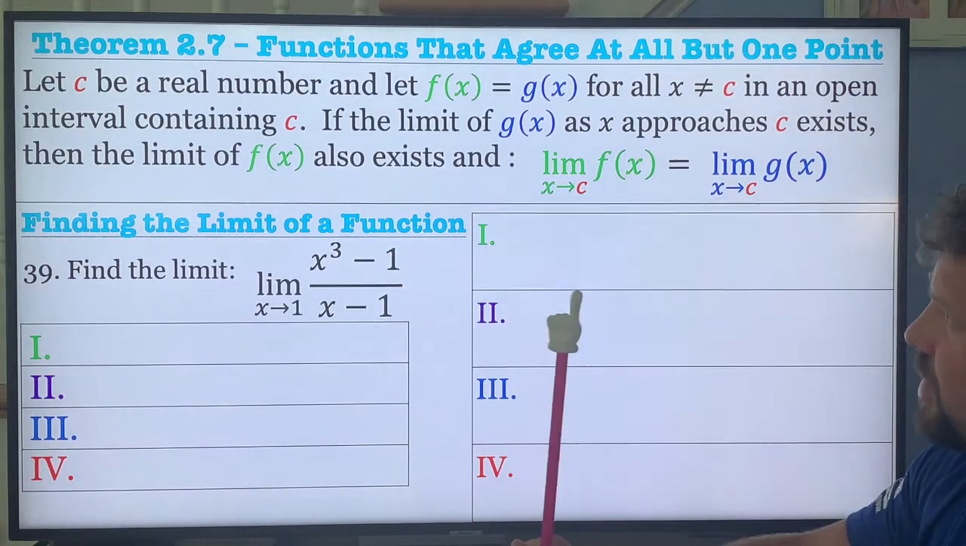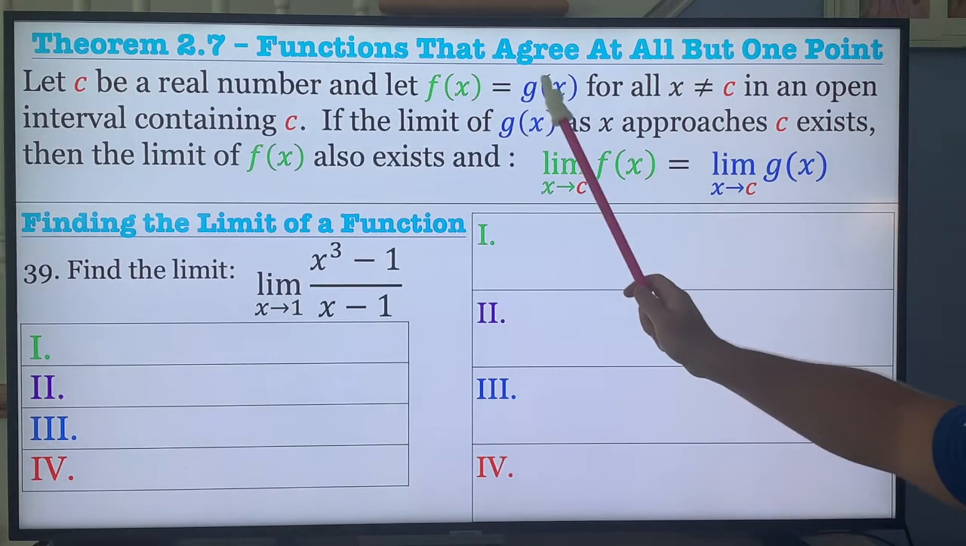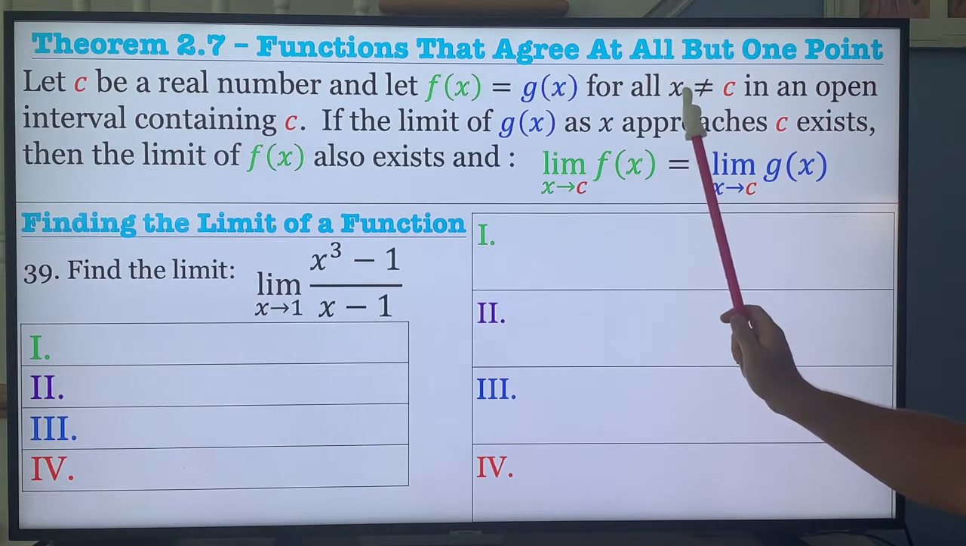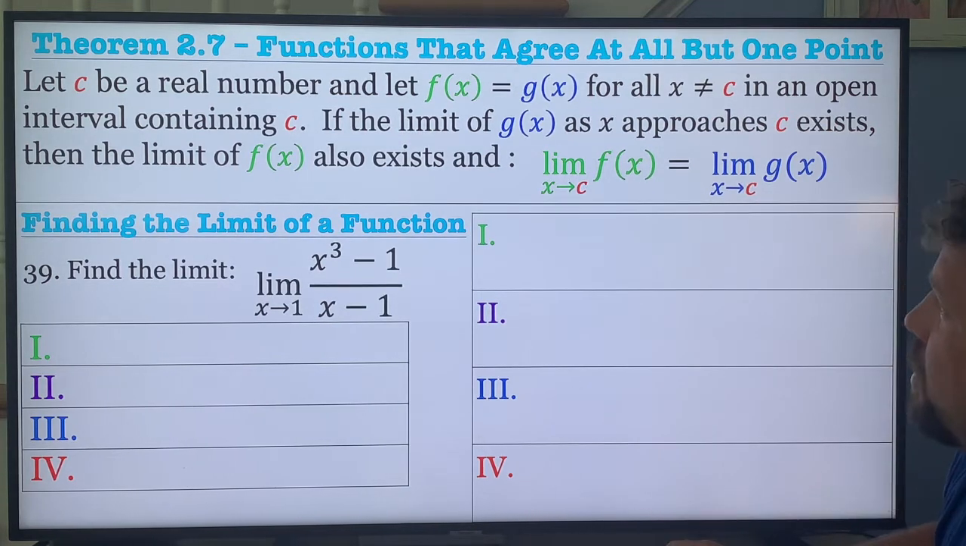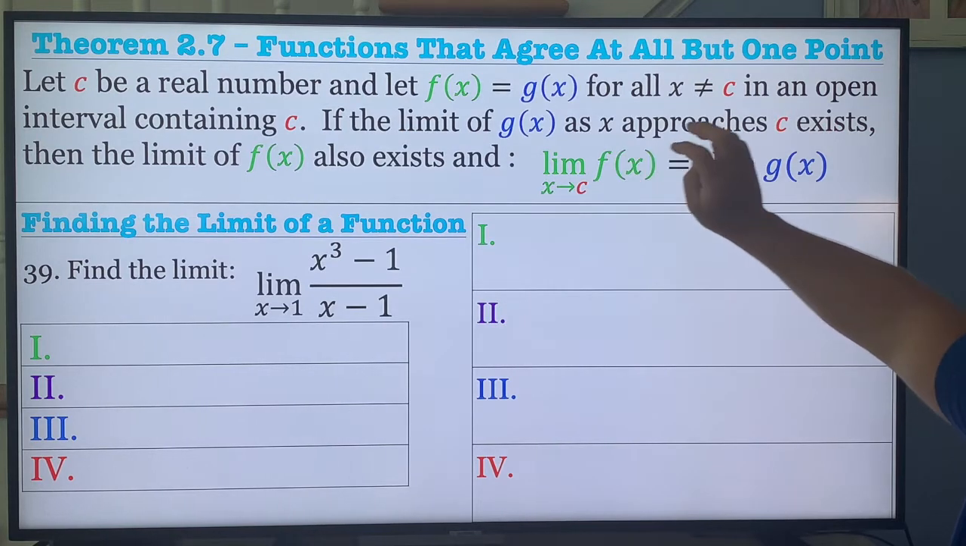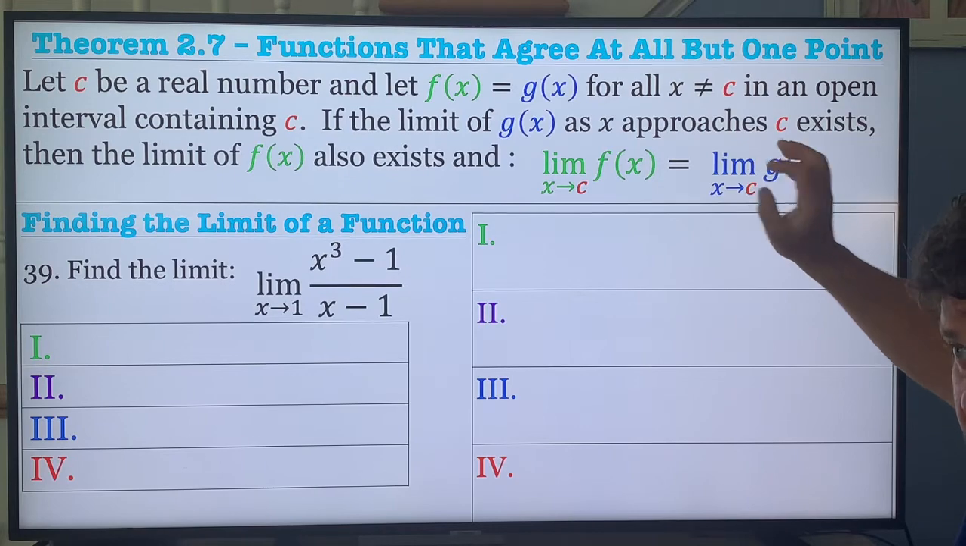So what does that mean? Let's break it down. Let c be a real number and the two functions equal each other for everything except for when x equals c. All right? Now, what that means is pretty much you could take your equation, you can change the way it looks as long as it equals the same answer in the end.